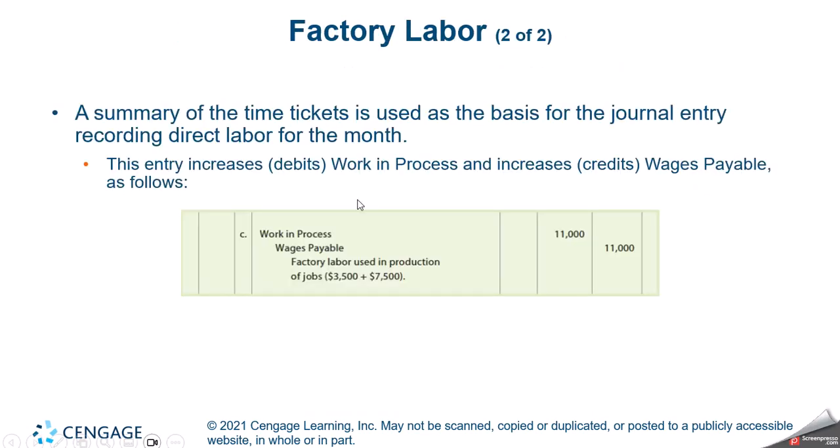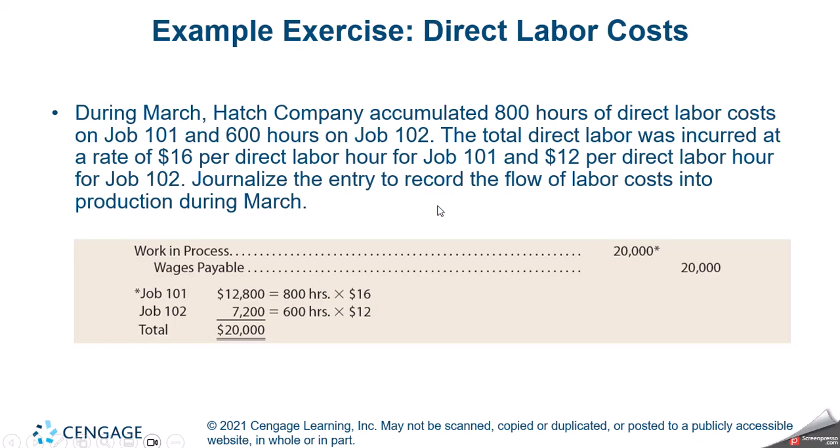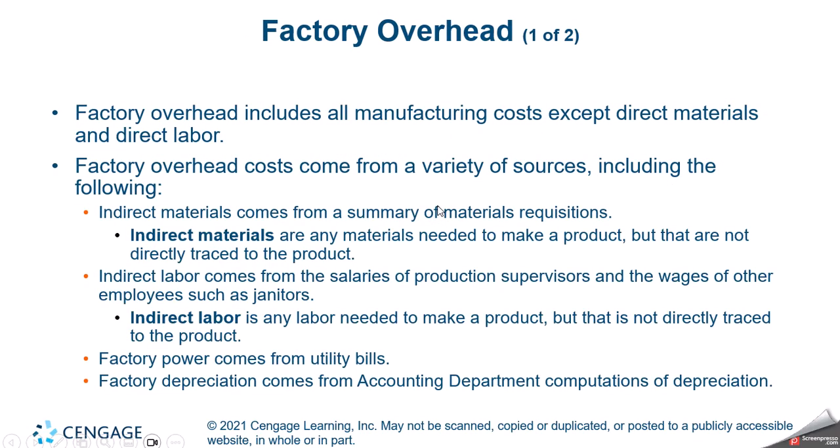And then here is again that journal entry. So it also goes into work in process. And then now we would credit wages payable because we're going to owe those employees maybe every Friday or a week from Friday or whatever. And again, I'll let you look at those exercises.